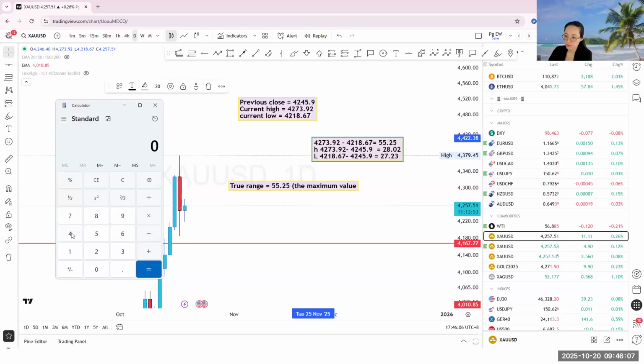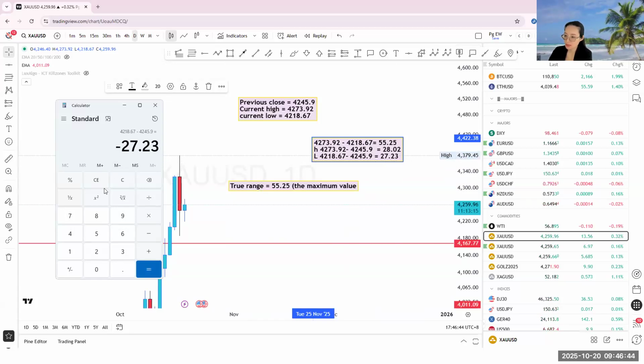High, sorry, 4273.92 minus 4245.9 equals 28.02. And after that, you'll get the low: 4218.67 minus the previous close, 4245.9. You will get 27.23.